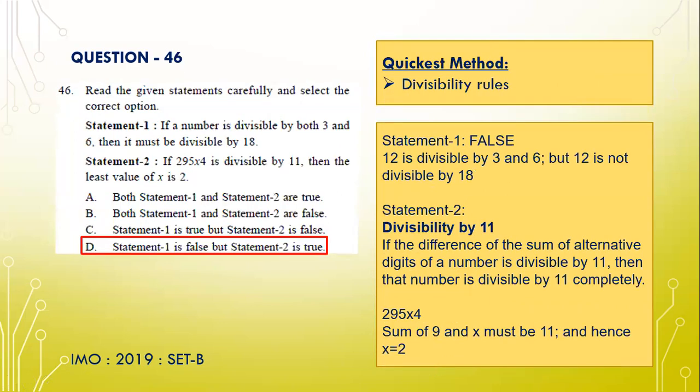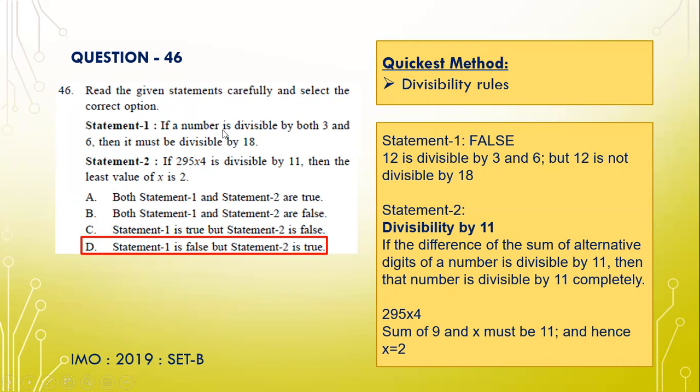Okay, read the given statements carefully and select the correct option. If a number is divisible by both 3 and 6, then it must be divisible by 18. Is it? No, isn't it? What is a number divisible by both 3 and 6? 12. 12 is divisible by 3, 12 is divisible by 6, but 12 is not divisible by 18.